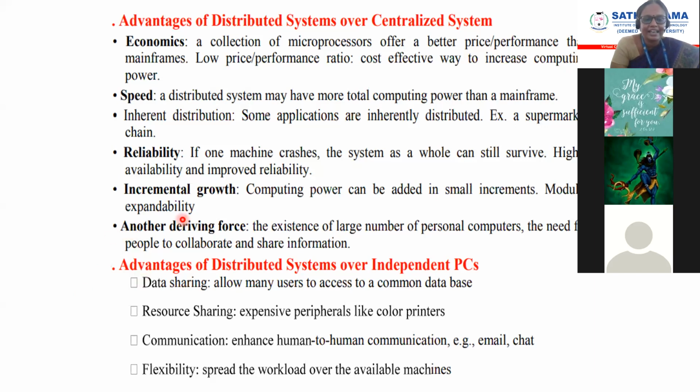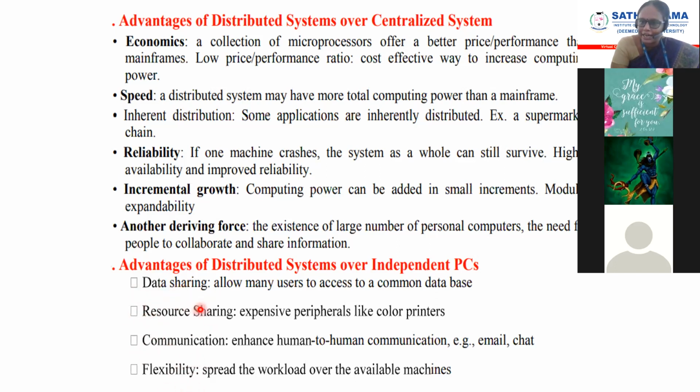Another driving force is that one system will depend on another, so we have a driving force there, mainly for sharing information. So the main advantages are economy, reliability, incremental growth, high speed, inherent distribution, and a driving force to other systems. Advantages of distributed over independent pieces, compared to depending on a single mainframe system: I can share my data, resources can be shared, communication, and flexibility.